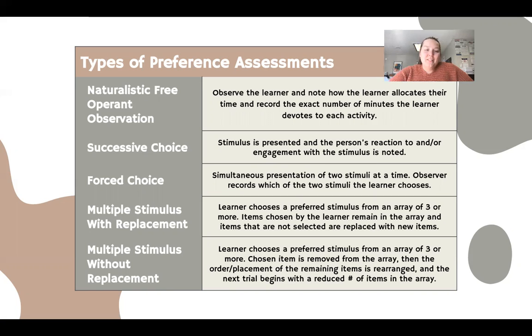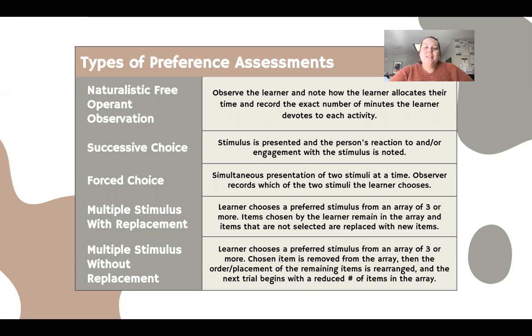Next, we have the multiple stimulus with replacement, and that is when the learner chooses a preferred stimulus from an array of 3 or more. The item chosen by the learner will remain in the array, and then the rest that are not selected will be removed and replaced. It's a lot. These last 2 are really confusing, but we're going to work through it.